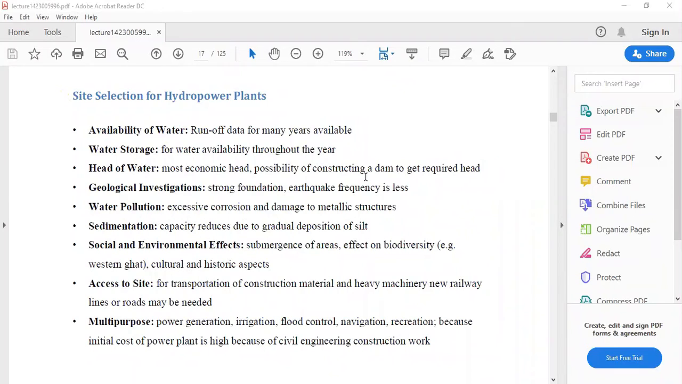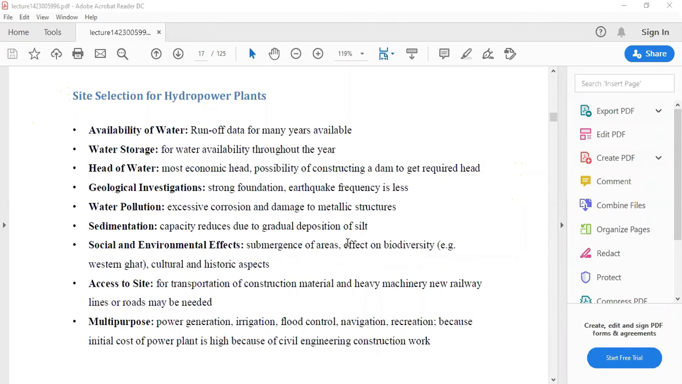Because of the movement of water, there is a gradual deposition of silt in different parts of the catchment area of the power plant. That also needs to be considered while selecting a site for the hydroelectric power plant. Then next are the social and environmental effects, that is, submergence of area, effect on biodiversity, and cultural and historical aspects. Everybody knows that when a site for a hydroelectric power plant is constructed, to have a larger catchment area, many villages and many people will be affected.